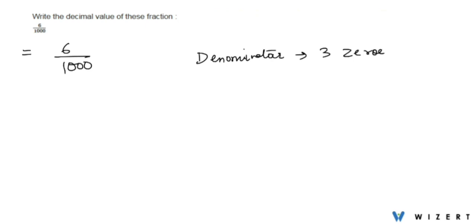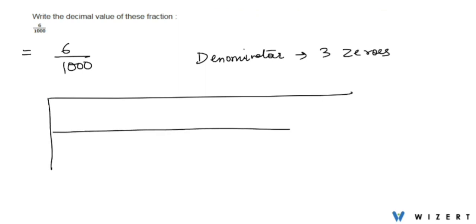Write the decimal value of the fraction 6 by 1000. So 6 by 1000 we have to convert it into decimal. So first of all we can see that the denominator has 3 zeros. So let us draw the table so that we can convert this fraction into decimal.